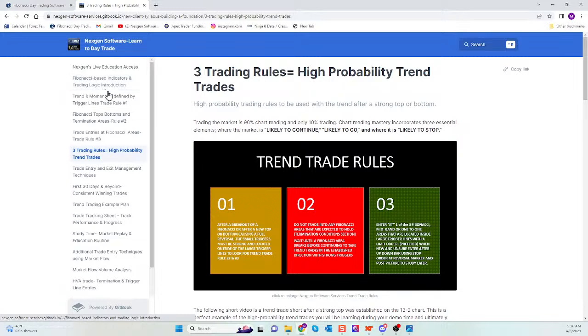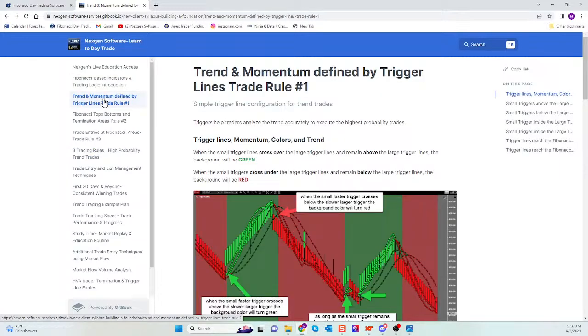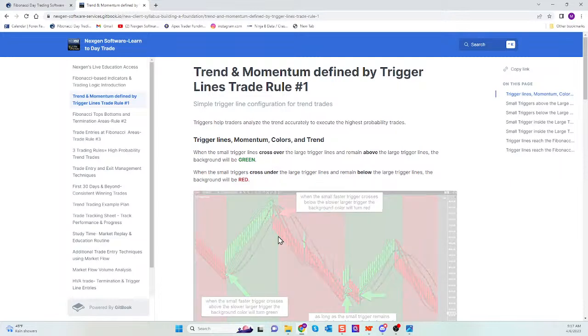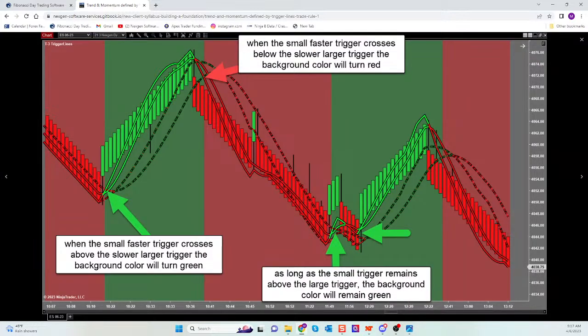And everything that we do, and guys, this is something that I found to be true, not only for the high probability trend trade, but really for most traders in general, is that the advantage of momentum, rule number 1, really sets the tone for being successful. And it's all trigger reading.